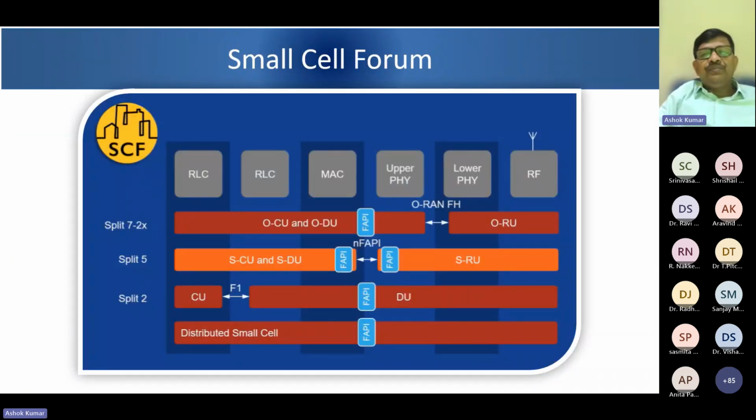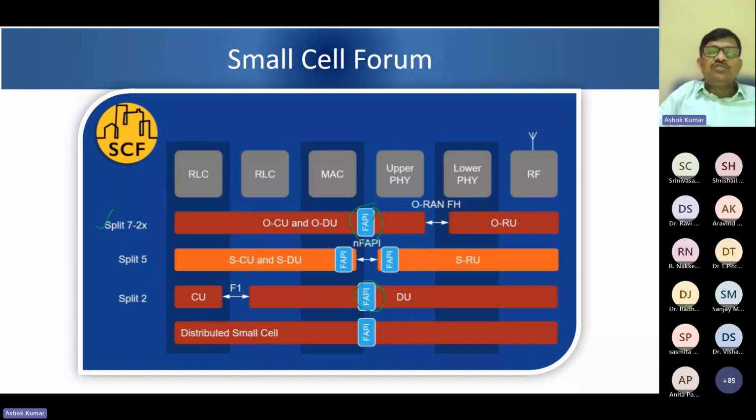So how can we use FAPI and nFAPI with all kinds of architecture? Here it is shown. If you are using split 7.2, then you can use the FAPI interface here because the upper part of the physical layer and MAC layer is with the DU. So you can use an internal FAPI interface between physical and MAC layer. If you are using split 5, then you can use FAPI and network FAPI because you are splitting at this point. If you are using split 2, then also you can use internal FAPI.